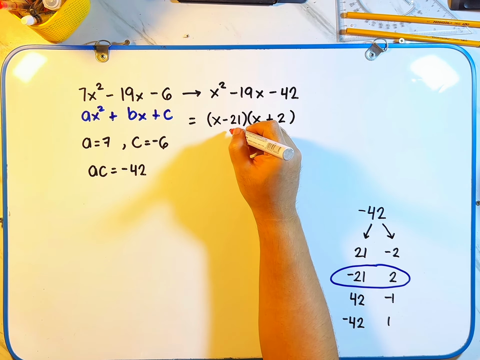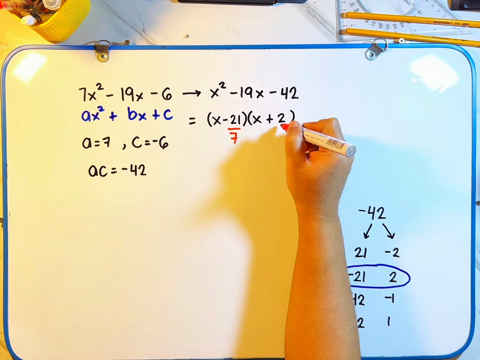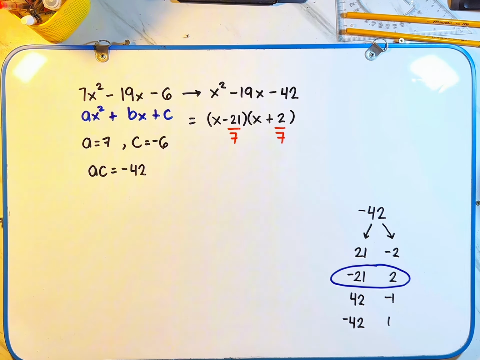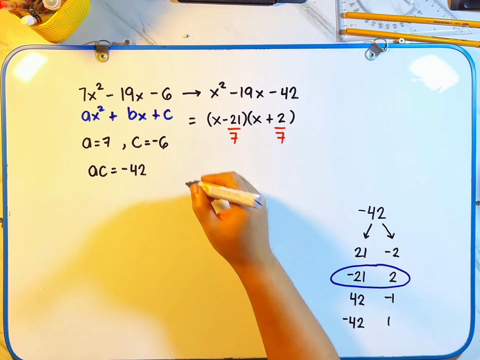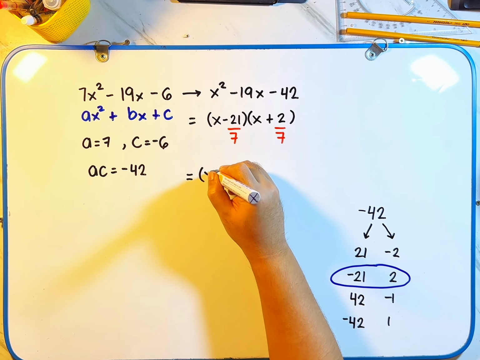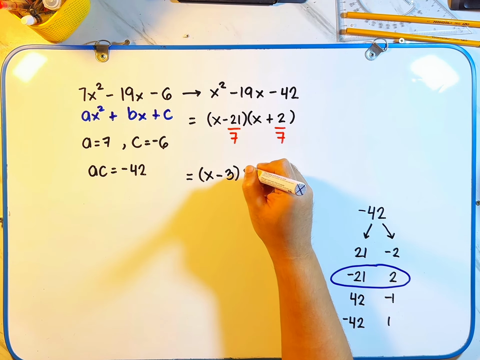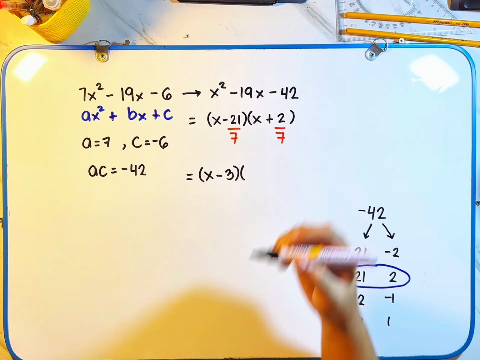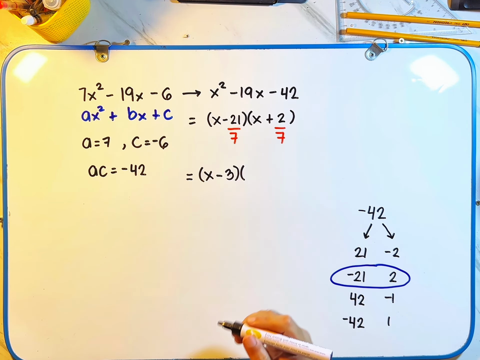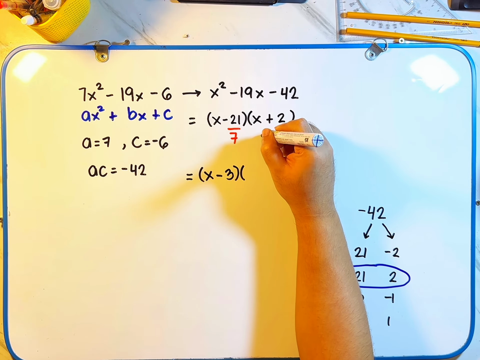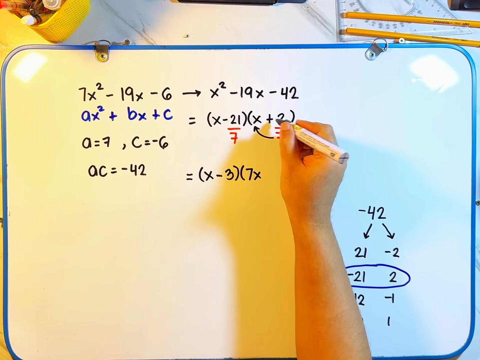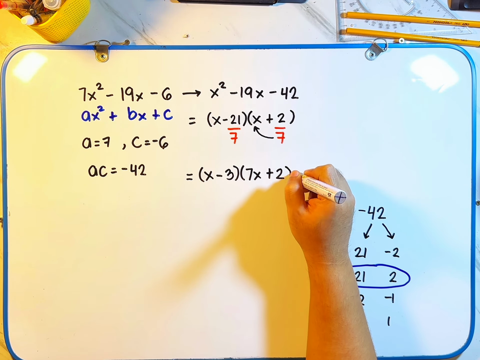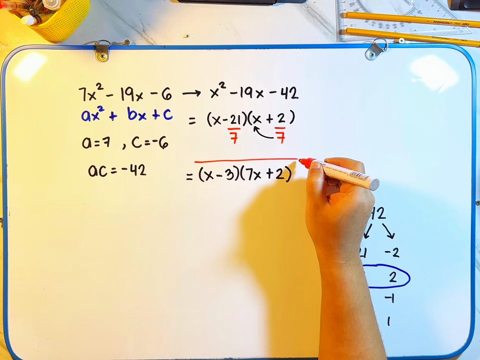Now, since we have removed the leading coefficient from earlier, we will now return it. So this negative 21, let's divide it by 7, and also 2 over 7. And let us see if they are reducible. Negative 21 divided by 7 is negative 3. Therefore, we have x minus 3. How about the other one? 2 over 7 cannot be reduced. So instead, this 7, we will place it as a coefficient of x such that we have 7x and then copy plus 2. And this is our factored form.